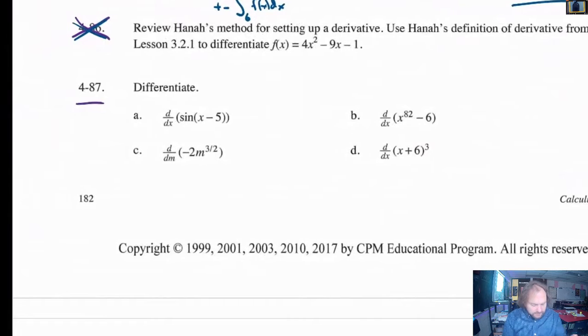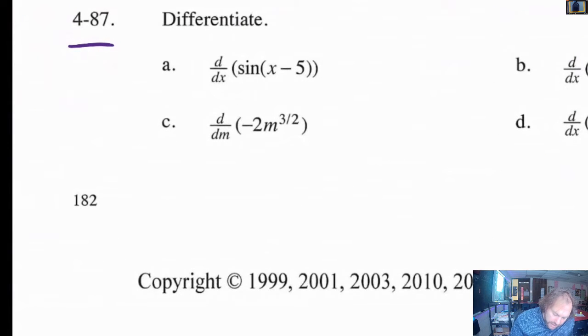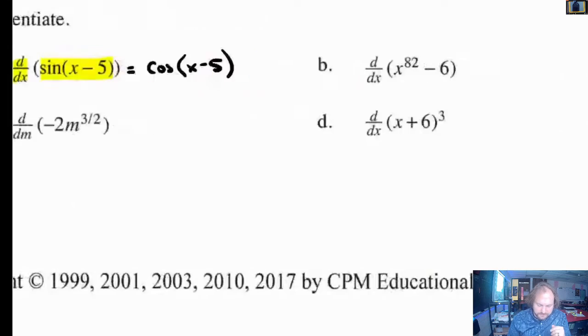Okay. Speaking of which, let's look at 487. We're going to do some derivatives. Right now, the derivative of sine of x minus 5 is going to be the cosine of x minus 5. That's it. And we don't need to use any funny symbols because there's no equation here. It's just asking for the derivative of sine of x minus 5. d/dx means what's the derivative of sine x minus 5.